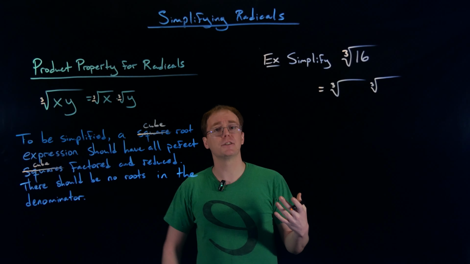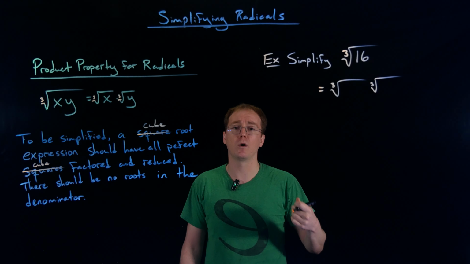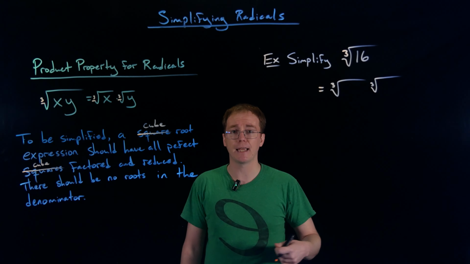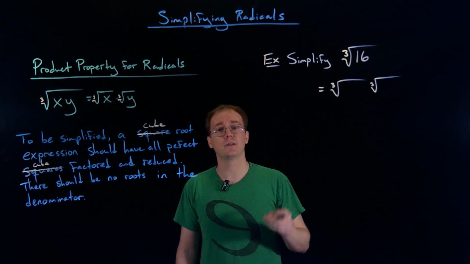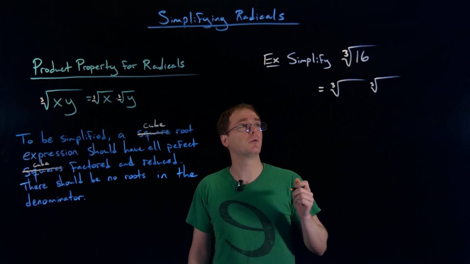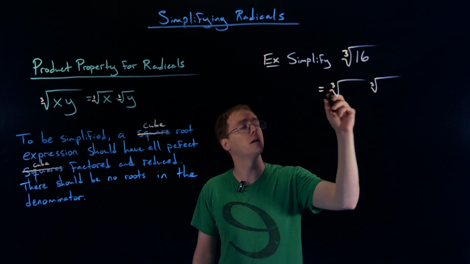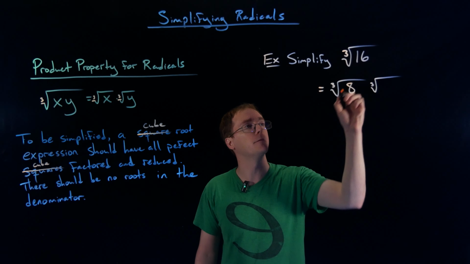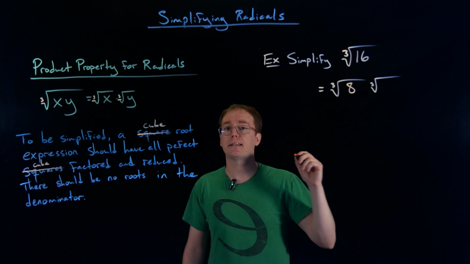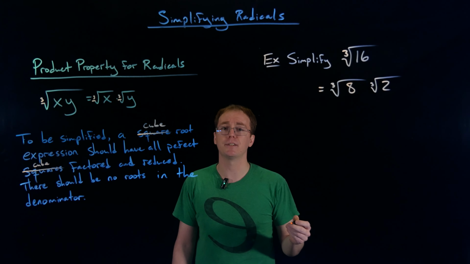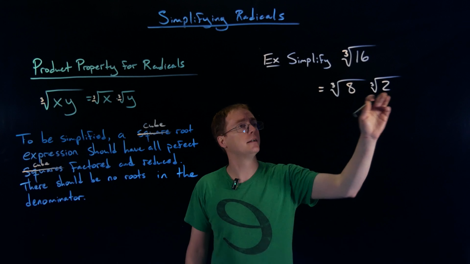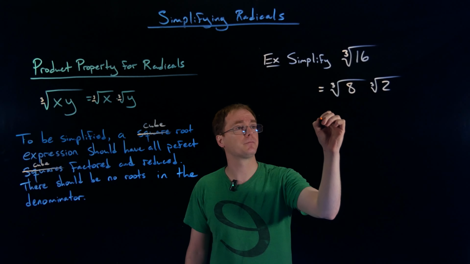So again, we might have to list out some of these perfect cubes, like 1 cubed is 1, 2 cubed is 8, 3 cubed is 27, and so on. But early on in that list, we stumble upon 2 cubed is equal to 8, and that's the key here, because 16 is divisible by 8. We can break apart 16 as 8 times 2, and that means we can break apart the cube root of 16 as the cube root of 8 times the cube root of 2.